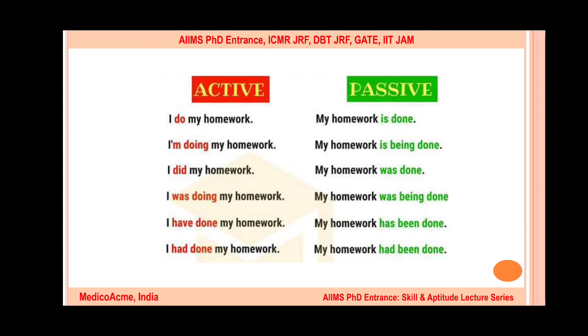See, have is converted into has. Been is for completed work. I had done my homework. Suppose they are giving you the active form: I had done my homework. The passive is: My homework had been done. Have will be converted into has. Had will not be converted into anything.